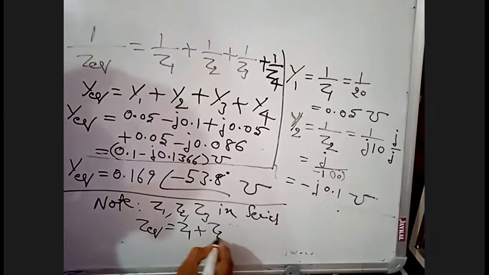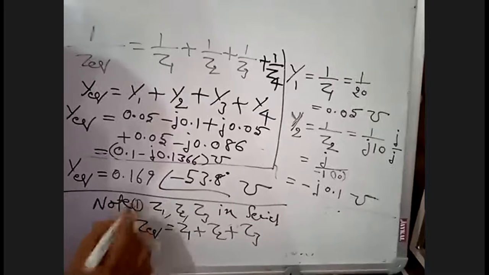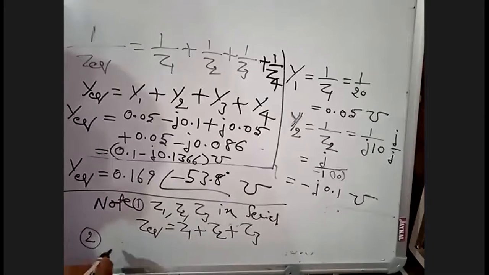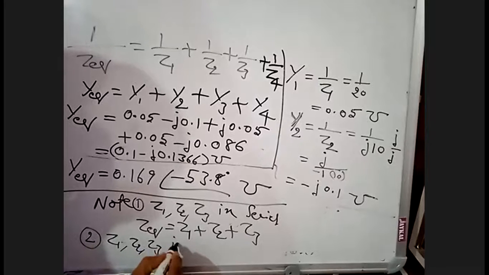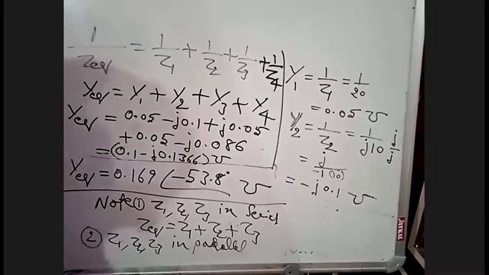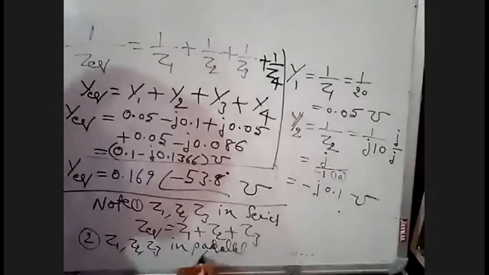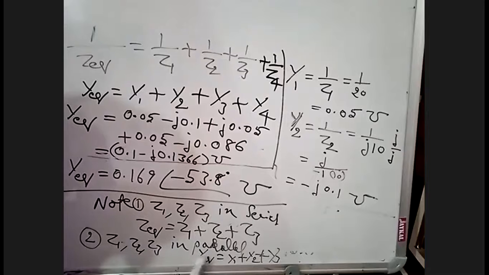Z1 plus Z2 plus Z3. This is point 1, note 1. Now write in note 2. If Z1, Z2, Z3 are in parallel, your equivalent admittance is Y equivalent equal to Y1 plus Y2 plus Y3.